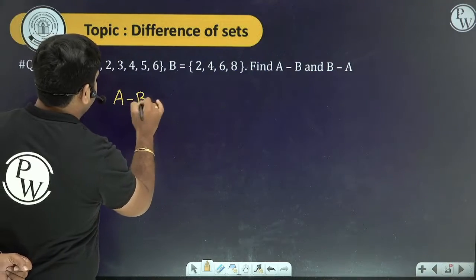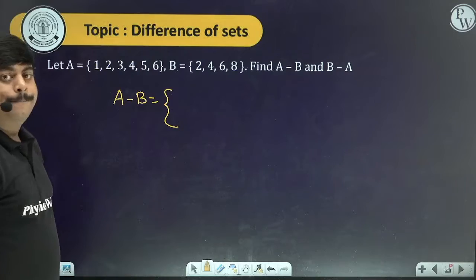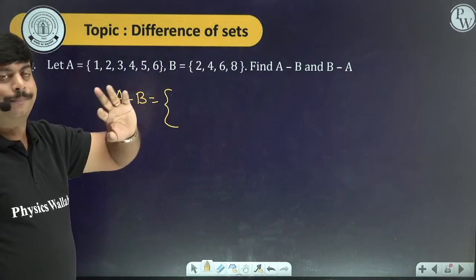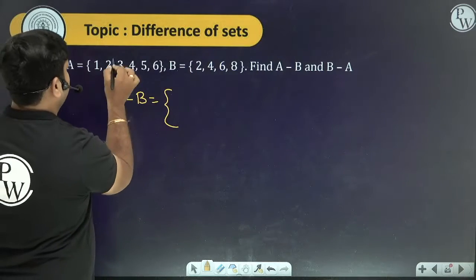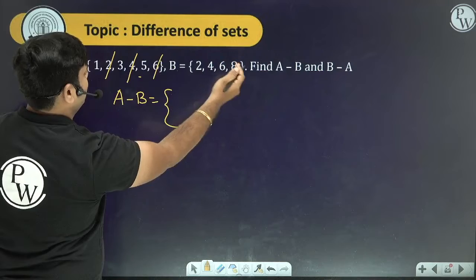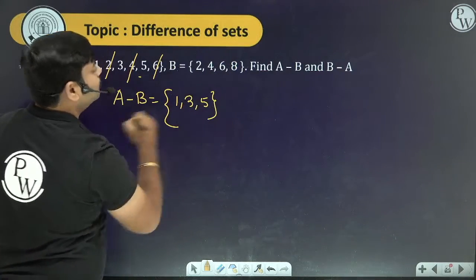In A minus B, I need to have all the elements of A, but whichever are also there in B, you need to delete them. See, 2 is here, right? So delete. 4 is here, delete. 6 is also in B, delete. So we are left with the remaining elements 1, 3, 5.